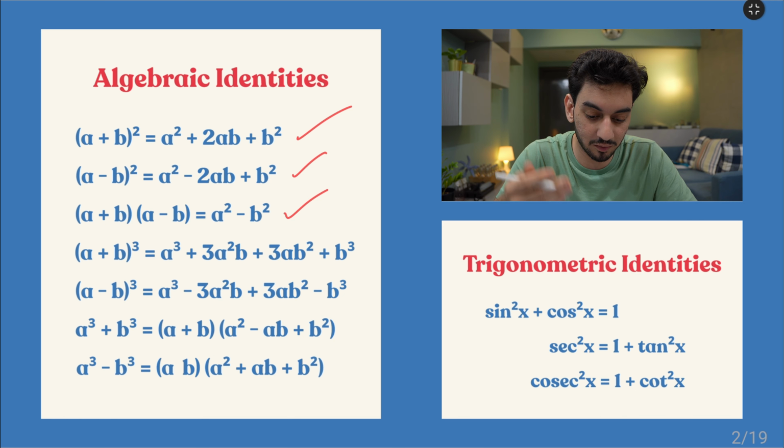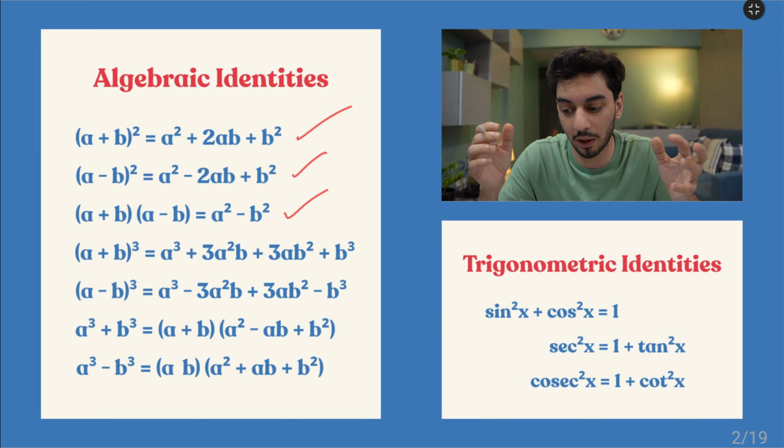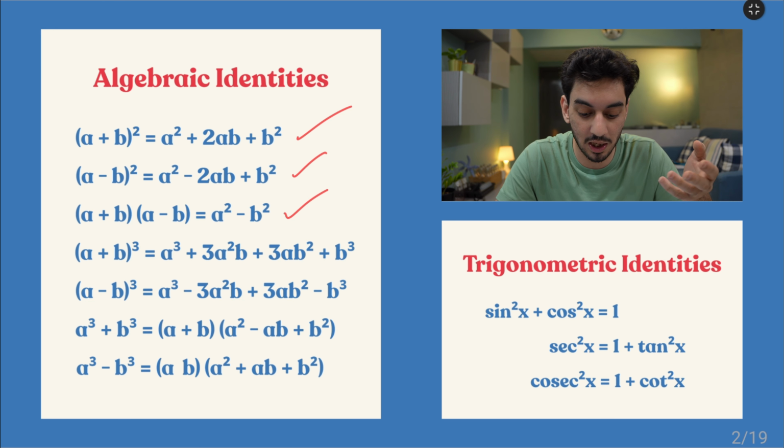I didn't read out the last 4 because those are not that important and not very frequent, but the first 3 are super important. You very frequently see them. Now what about the trigonometric identities?